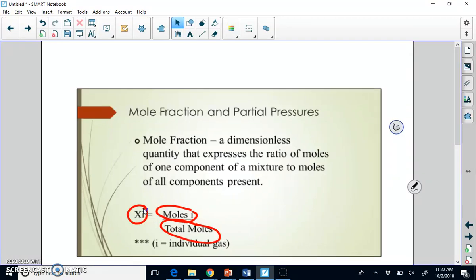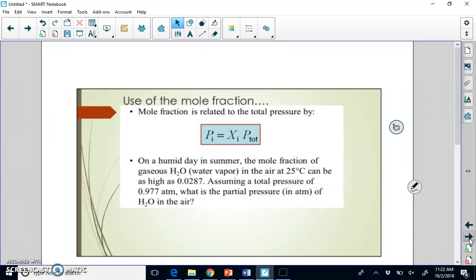This mole fraction can be used to find the pressure of individual gases in a mixture if you know the total pressure, and it's given by a formula. So here's the formula. The partial pressure of the gas that you're trying to find is equal to the mole fraction, which remember we just learned is moles of I over the total, times the total pressure. We're going to do some examples of this, and then we'll be done.